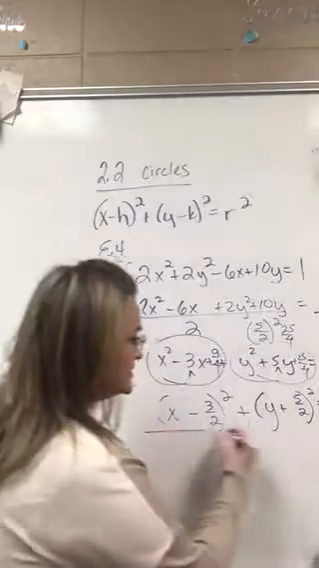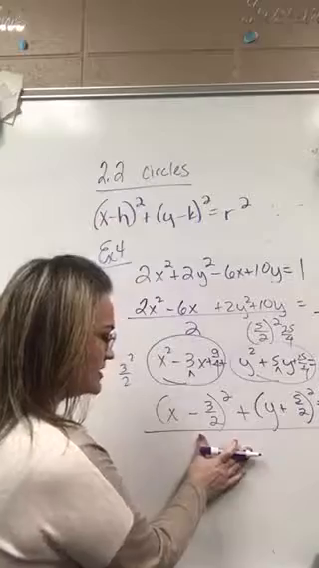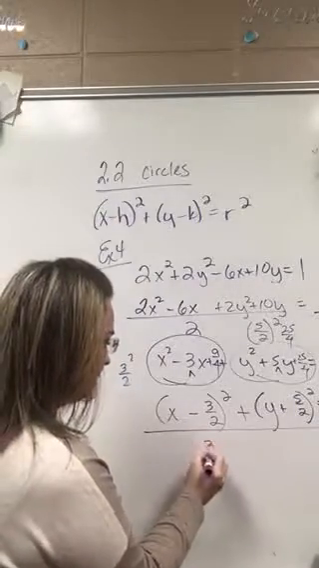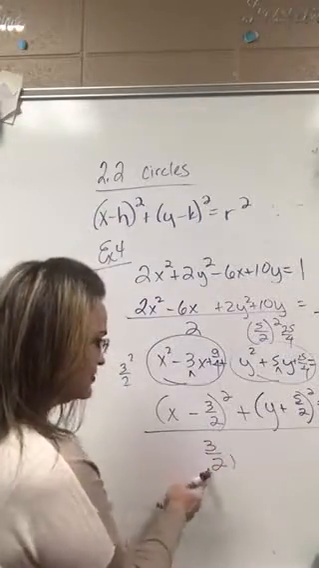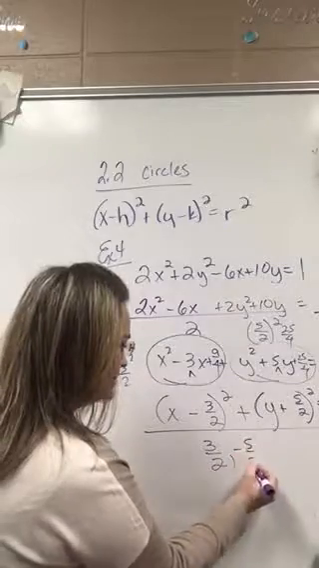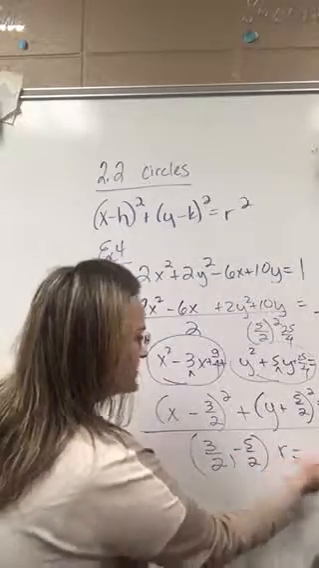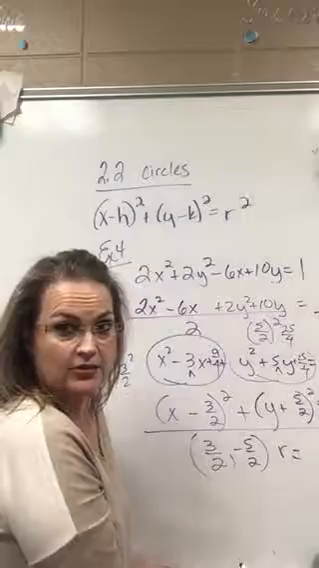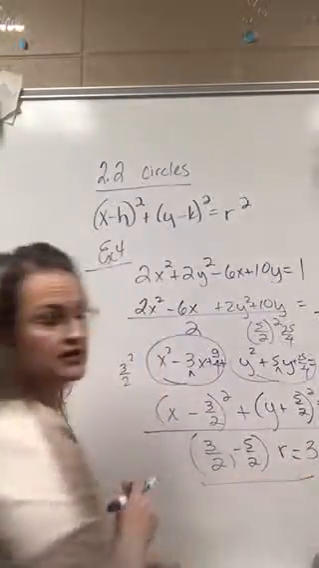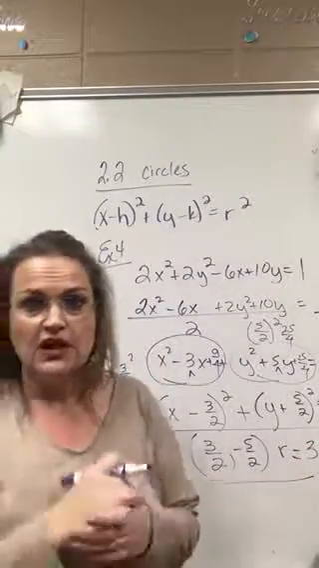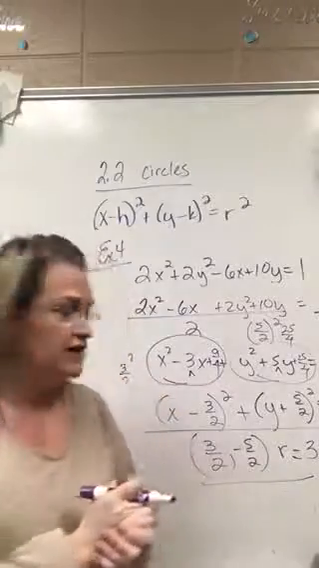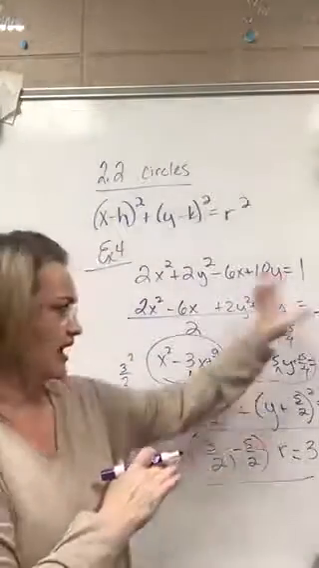Well, anyway, now it's in that nice format. We can tell the center is the opposite sign of what you see: positive 3/2, negative 5/2. And the radius is always the square root of that last number. The square root of 9 is 3. That's our vital information.